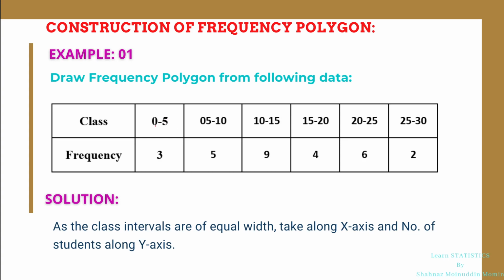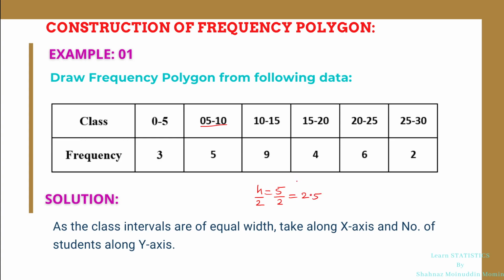class interval is 5. See here, suppose you take the second class, then the upper limit is 10 and the lower limit is 5. So 10 minus 5 is 5. Hence the class width or class interval is 5. And suppose the class width is h, then we extend the curve on both sides at a distance equal to half of the class interval. So it is 2.5.